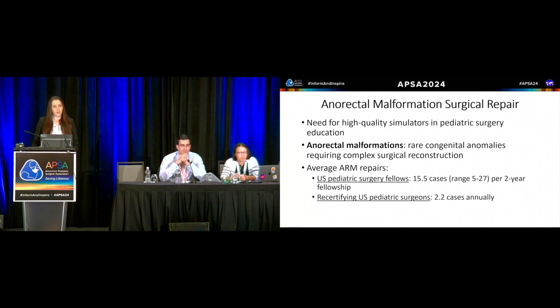Anorectal malformations, or ARMs, are one of the rare congenital anomalies that are seen by pediatric surgeons which require complex surgical reconstruction. However, the average number of ARM repairs done by pediatric surgical fellows and attendings is quite low, with American Pediatric Surgical Fellows doing an average of 15 cases across their 2-year fellowship and recertifying American surgeons doing only 2 cases annually. We therefore aim to design an easy-to-use, high-fidelity ARM simulator.